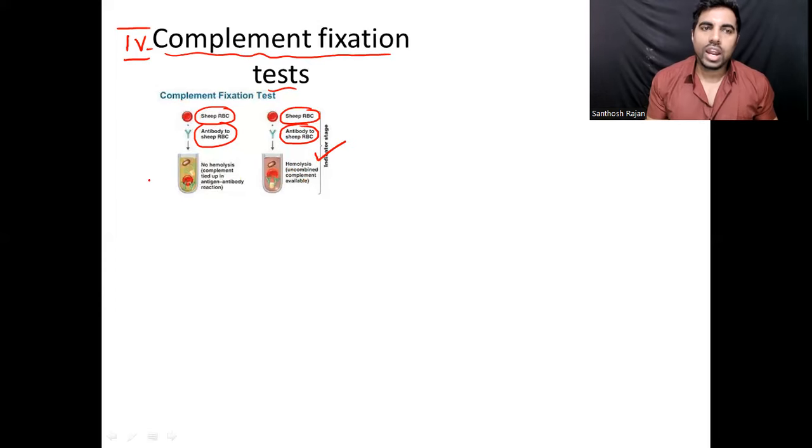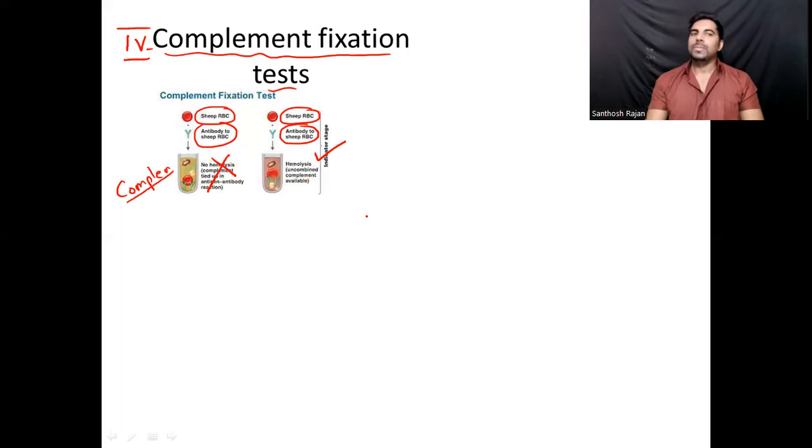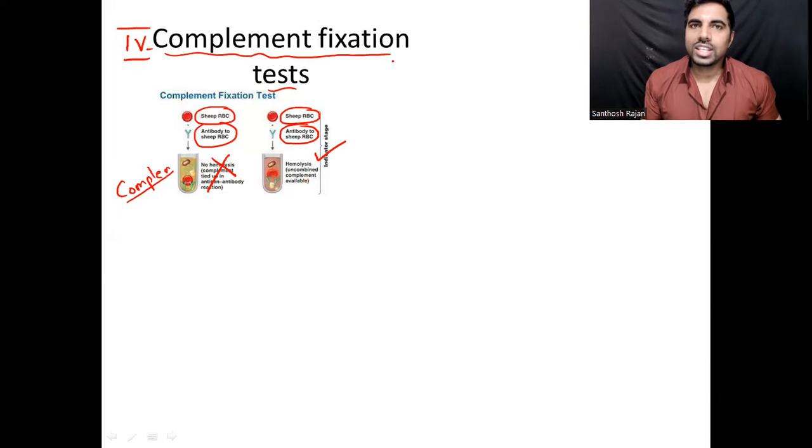But when you add a complement here, what happens? When you add a complement, there is no hemolysis. That's what you are adding complement to see. That's the procedure. Normally there is hemolysis; when you add complement, what does it do? It stops it, meaning there will not be any hemolysis. So what's the shortcut we use?